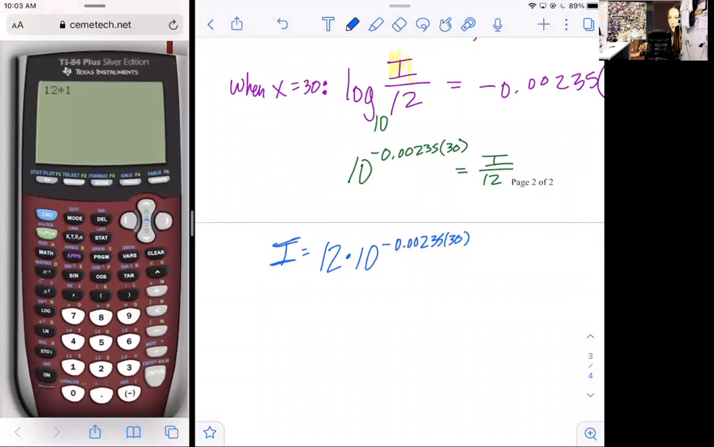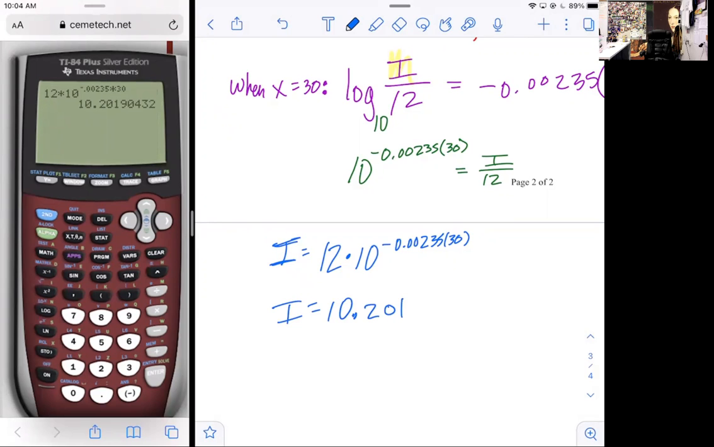12 times 10 caret. And then I go negative 0.00235 times 30. Click to the right. Did I do that? 12 times 10. And your calculator is going to do it in the right order, right? It's going to do the exponent first, and then the exponent it's going to multiply. Then it's going to do 10 to that power, and then it's going to take that number and multiply by 12. Okay, hit enter, and there it is. We get I equals 10.201 or 202 if you round. I don't care, 3 decimals.